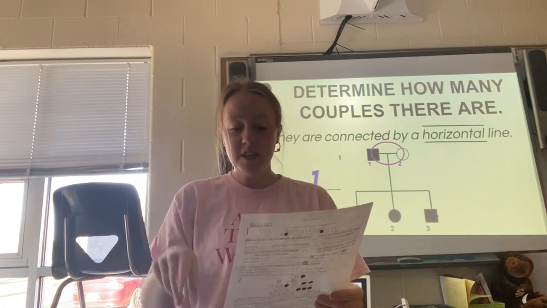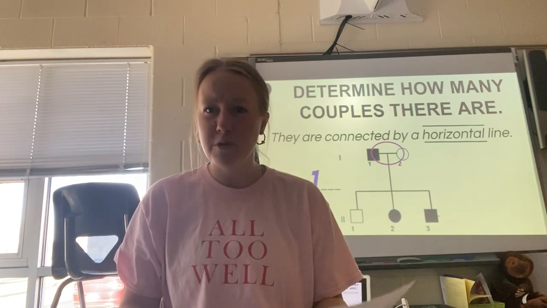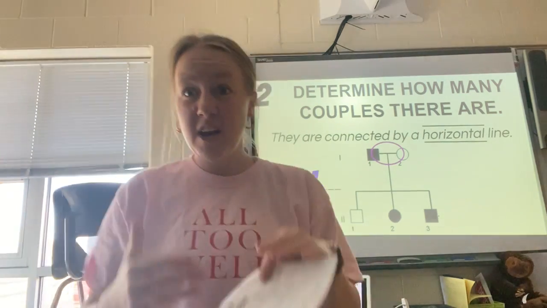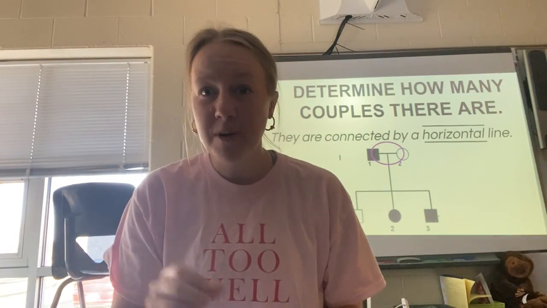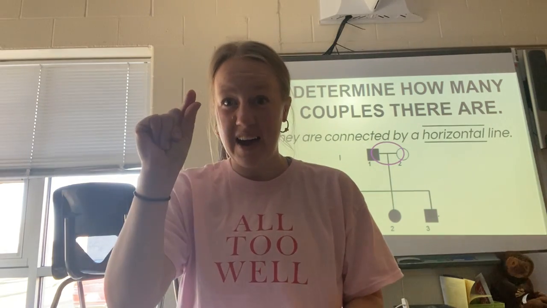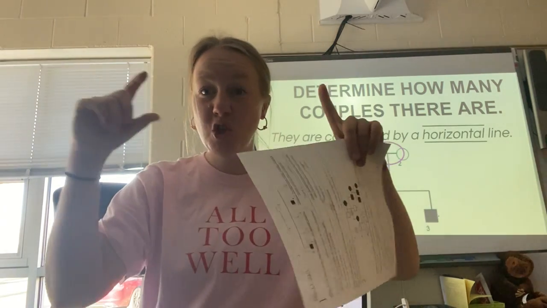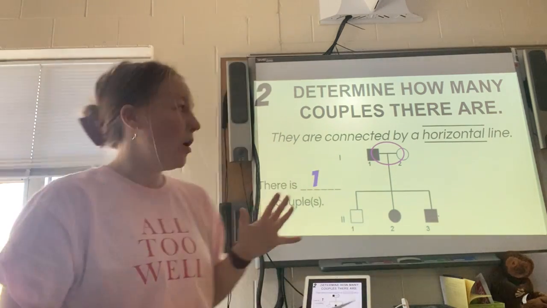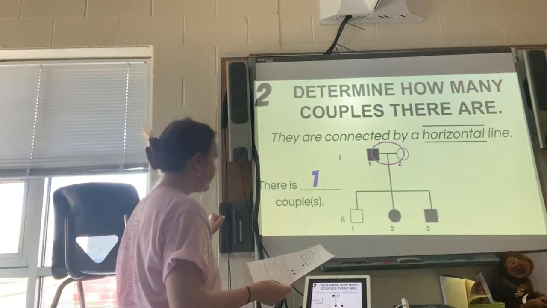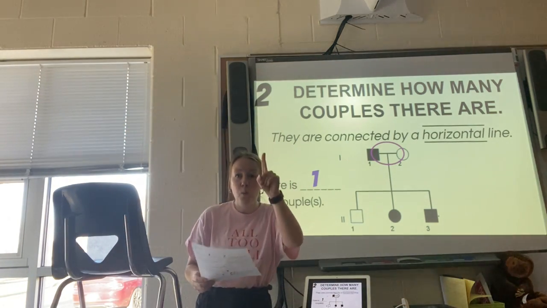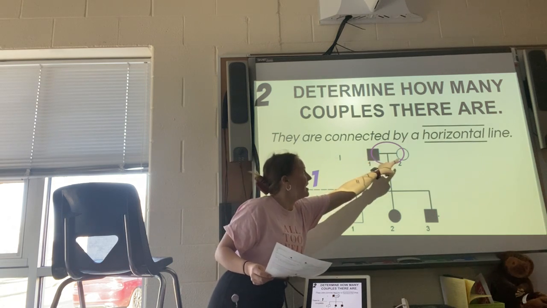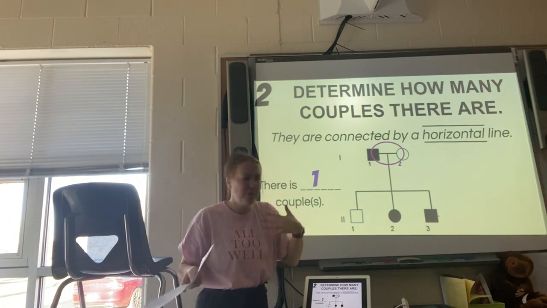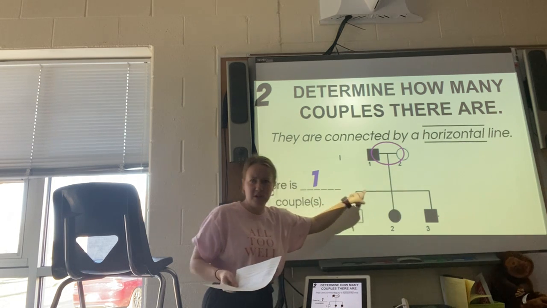Step number 2 is to determine how many couples there are in a pedigree. So how many people have created offspring? And this is represented by a horizontal line. So a line that connects 2 of those people together. So if I look at this example, I see that there is only 1 horizontal line that connects 2 of them together. So I just want to point out that, what about this horizontal line?